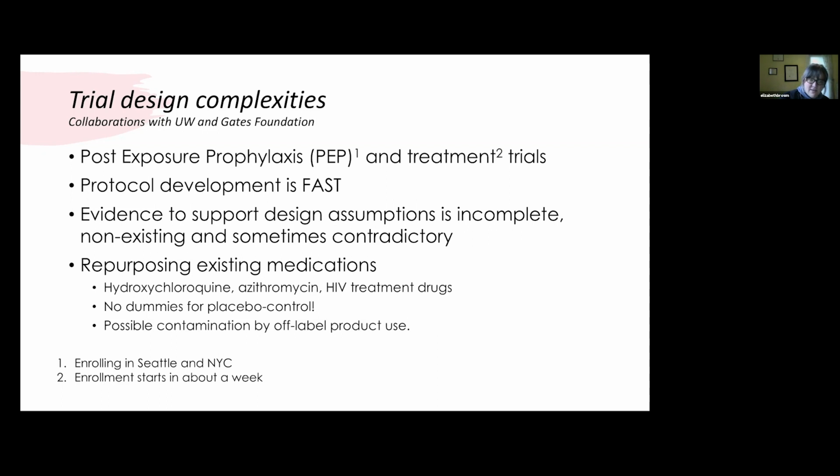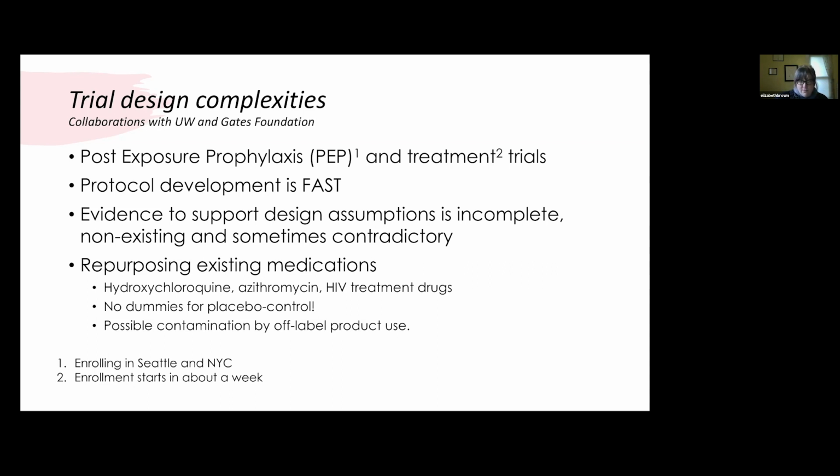But that also means we have possible contamination of off-label product use because these products are, I would say, widely available. Hydroxychloroquine was, but people are hoarding it, so it's not as widely available. And a lot of producers aren't allowing production for outside their own countries anymore.